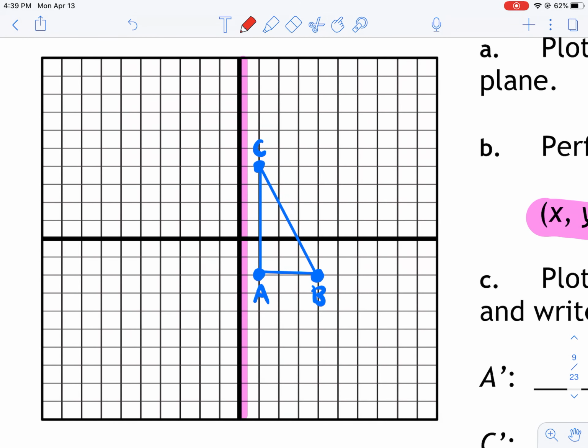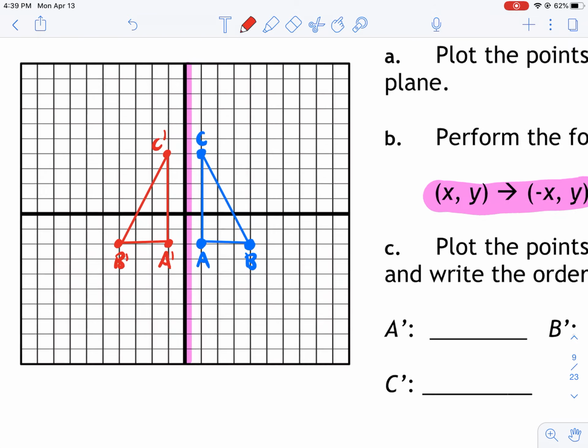Now we're going to start reflecting it over the y-axis. Let me zoom in here real big so I can get it figured out. A is 1 unit away. B is 1, 2, 3, 4 units away. C again is 1 unit away. Okay, there you go.